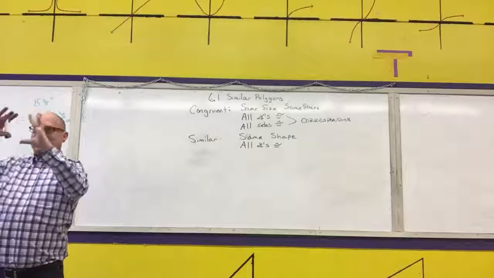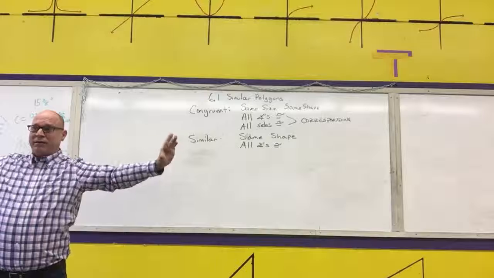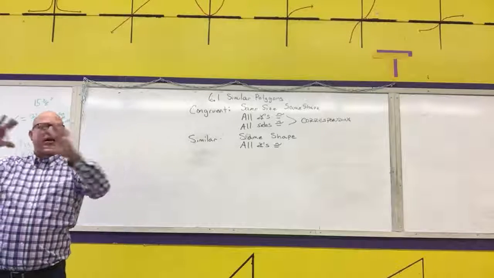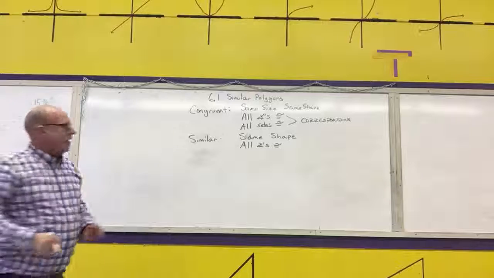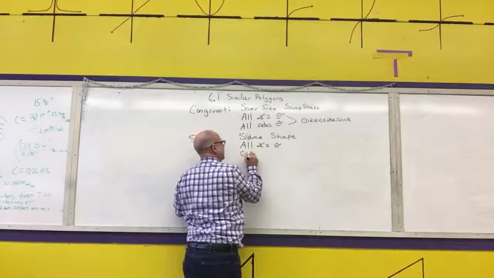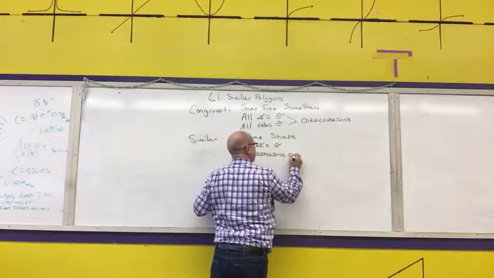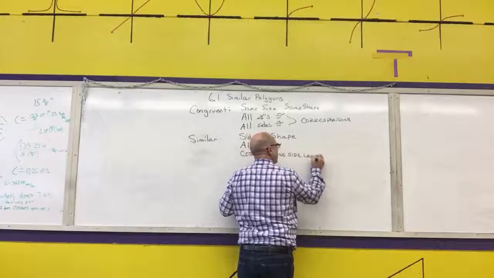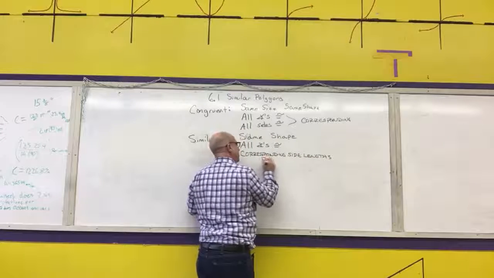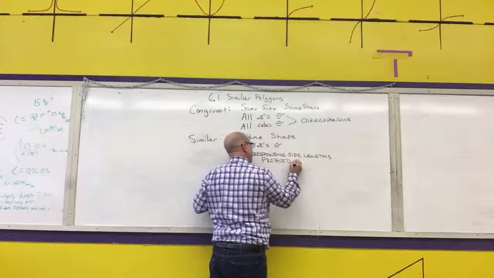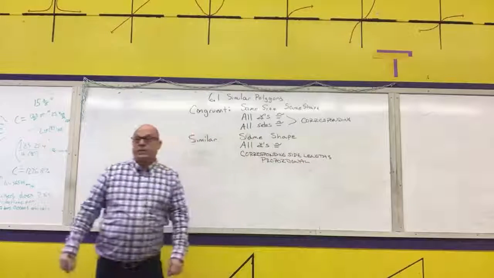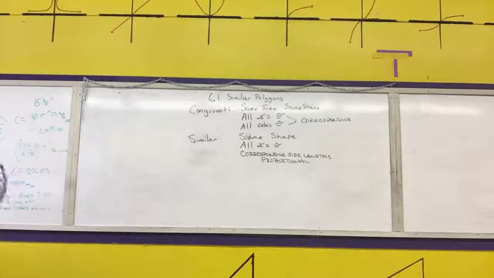Remember when I drew the 30, 60, 90 that was small and the 30, 60, 90 that was big? They were the same 30, 60, 90 triangles, but they were not congruent. Okay? And corresponding side lengths are proportional. So in order for two polygons to be similar, all of their angles must be congruent, and all of their corresponding side lengths must be proportional.